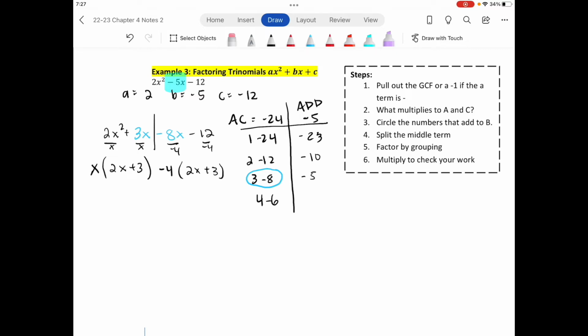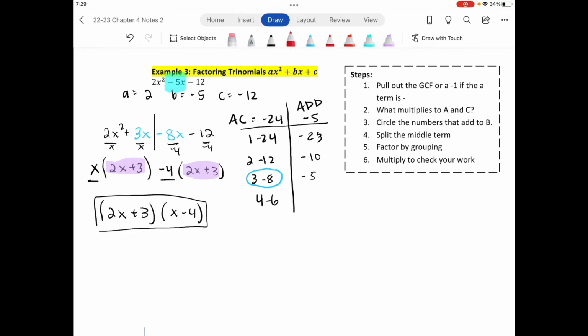We'll look for that common set of parentheses. We have a 2x plus 3, and since they're both the same, we're pretty sure we're on the right track. So our first set of parentheses now becomes 2x plus 3. If these two sets of parentheses were different, you'd want to go back and check your work. Then we'll take our outside values, bring those together, x minus 4, and here is our factored form.